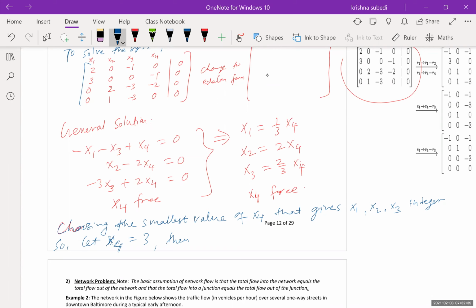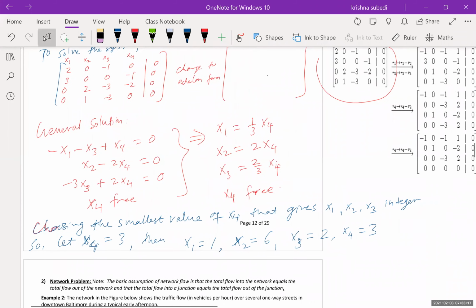Then you will have x1 equals 1. x2 will be 6, 3 times 2, 6. x3 will be 2. And x4 is 3. Okay, that's what we got.